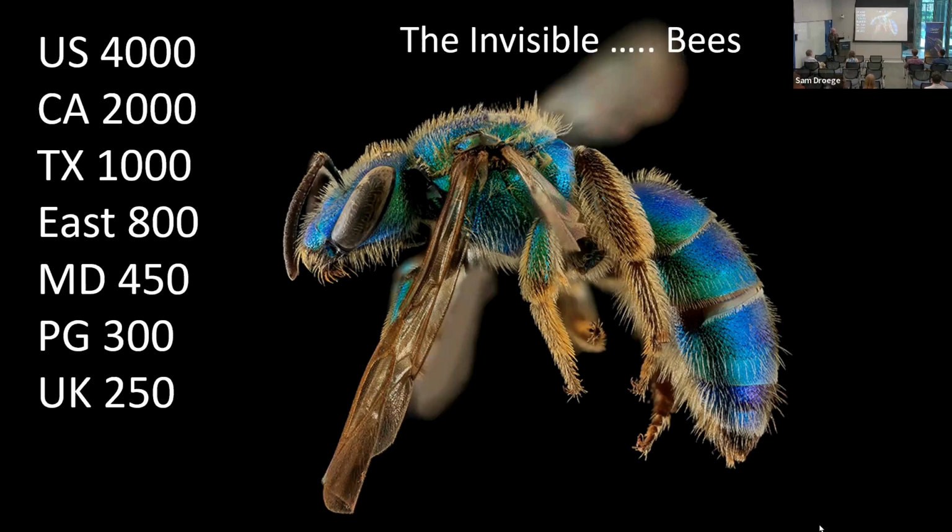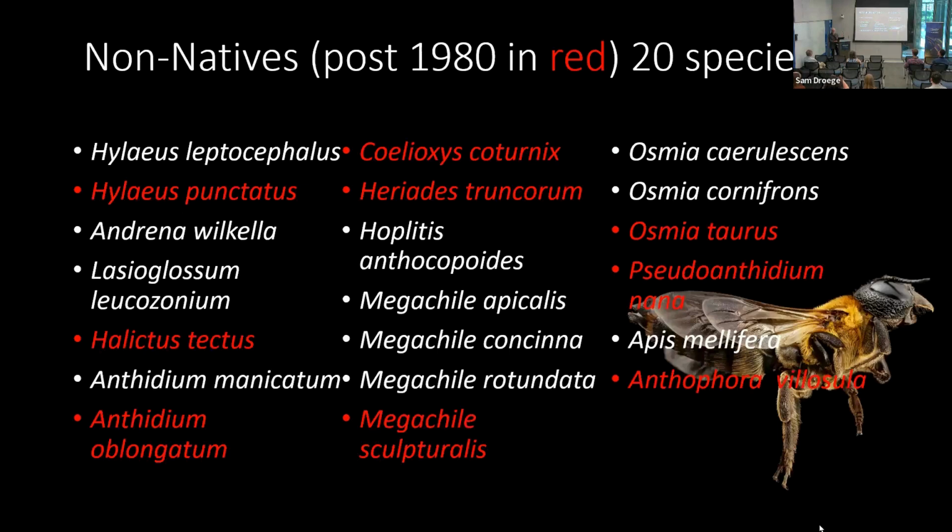In Maryland, we have about 450. We're working that up. A lot of taxonomic issues to resolve. In Prince George's County, where it happens I live and work, about 300 species. And in comparison, the UK has only 250 species. So the deserts of the Southwest have huge amounts of biodiversity, but the continental landmass of the United States also has a great deal of biodiversity, particularly if you compare to continental Europe, it's far higher in general.